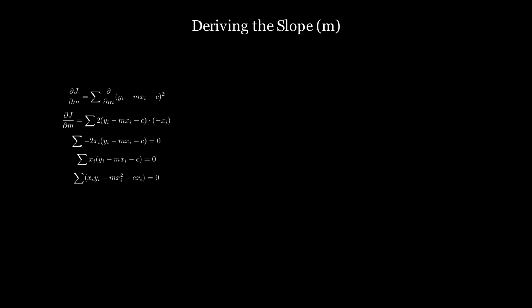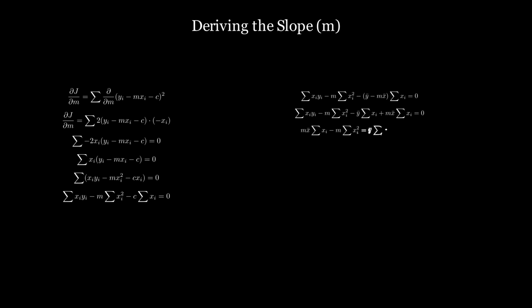Let's distribute the x sub i term. Next, we apply the summation to each term. Since m and c are constants with respect to the sum, we can pull them out. This leaves us with our second normal equation. We now substitute the expression for c, which is y bar minus m times x bar, into this equation. This step is crucial because it will allow us to isolate m and solve for it. Let's expand the last term by distributing the sum of x sub i.